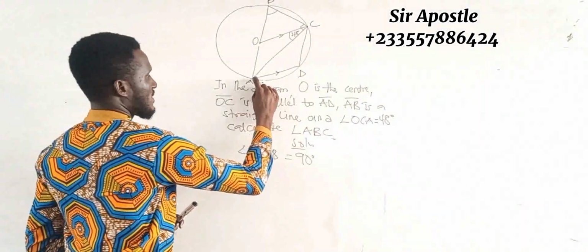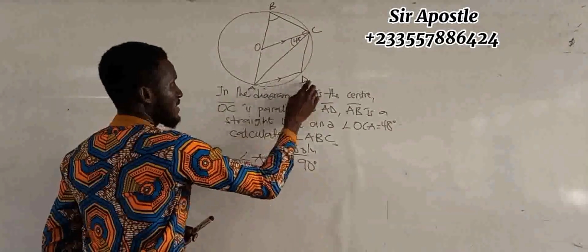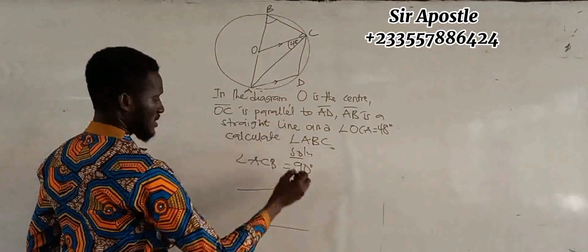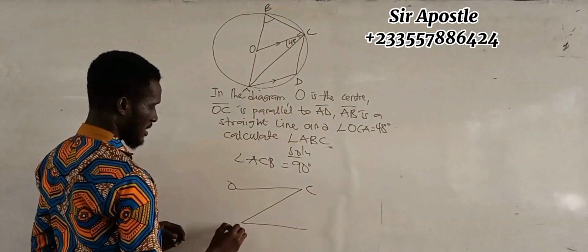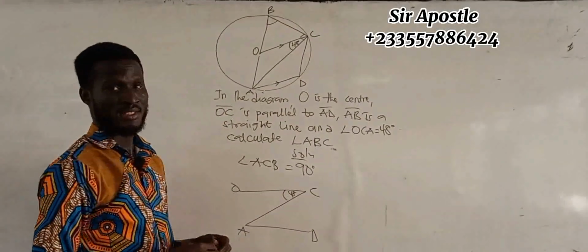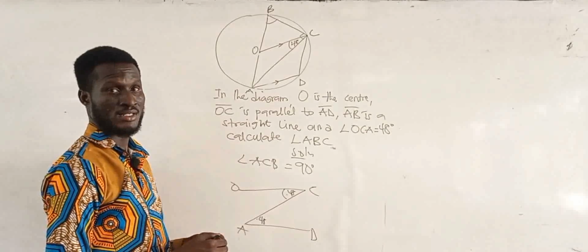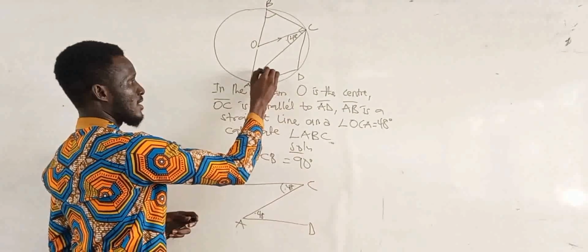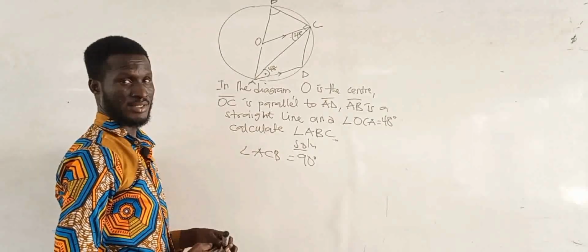Something here. This one and this one, they are parallel. OC and AD are parallel. When two lines are parallel and there is a transversal here, so here is O, this side is C, this side is A, and this side is D, we can talk about alternate angles. So this angle and this angle are the same. This side is 48, so the angle here is also 48 degrees. Very simple.